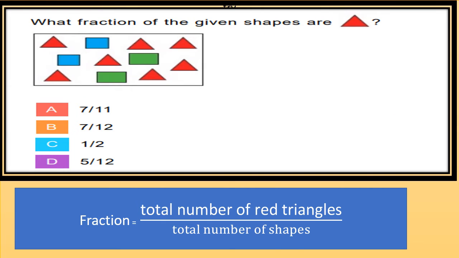What fraction of the given shapes are red triangle? Now some shapes are given in the box. You have to find the fraction of red triangles. Now fraction will be total number of red triangles upon total number of shapes. So do this, you will get the answer.